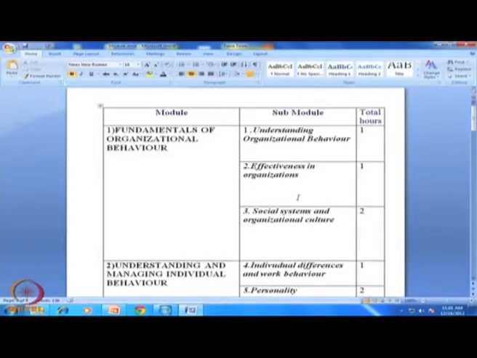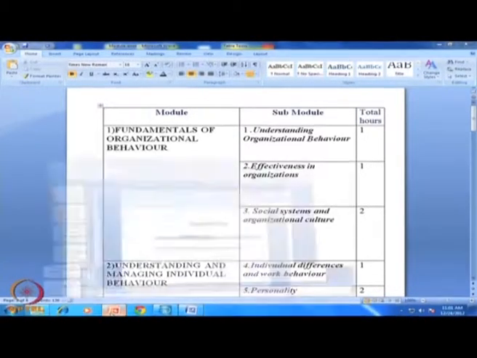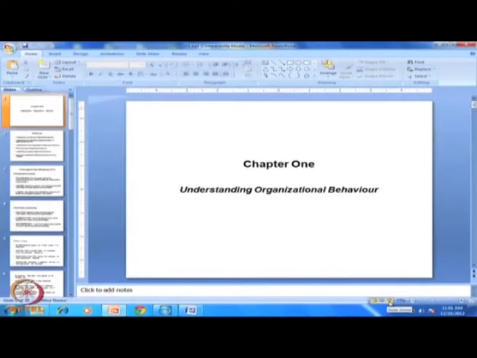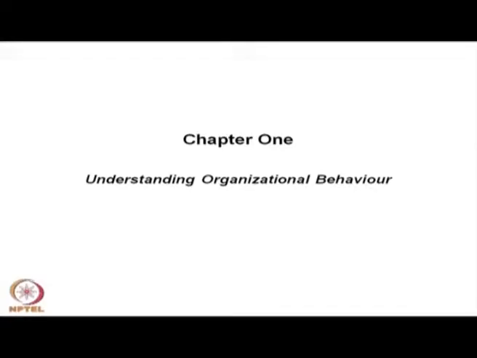With this, today in the first session, I move to the first submodule, first chapter, which is understanding organizational behavior. We'll start with this chapter, chapter 1, which is understanding organizational behavior. Now, if you see this title itself, it consists of three words. If you subdivide it, there are three parts to it. One is understanding, then organizational, and of course behavior.